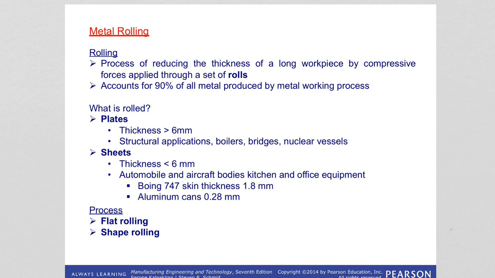Plates and sheets have different application areas. So when we roll plates, usually application areas are structural applications, boilers, bridges, nuclear vessels, where thicker metals are required. So when it comes to sheets, when we roll them, we use them in applications such as automobile and aircraft bodies, kitchen and office equipment. For example, on the Boeing 747, the skin thickness is 1.8 millimeters. And for aluminum alloys, aluminum cans, for example, it is 0.28 millimeters. So these are called sheets, right? They have a thickness lower than 6 millimeters.